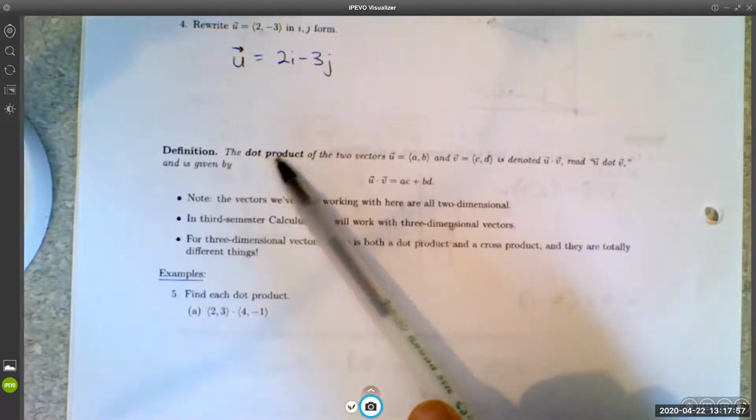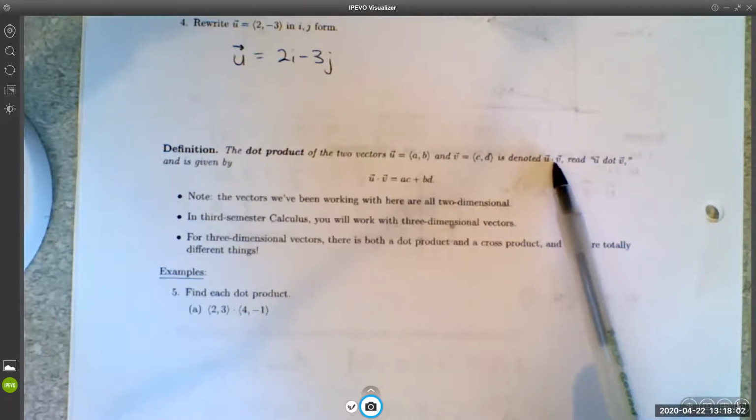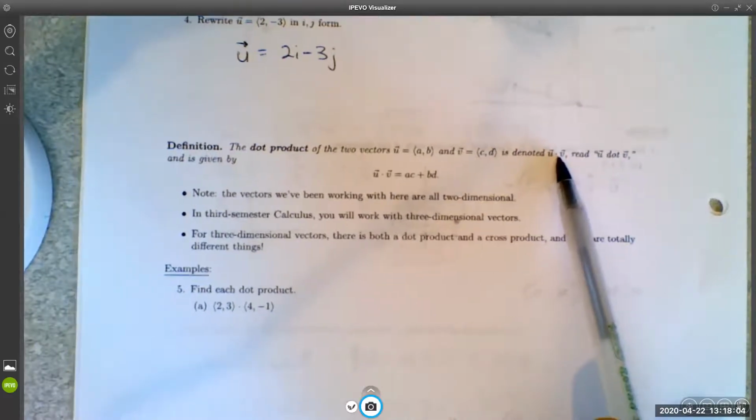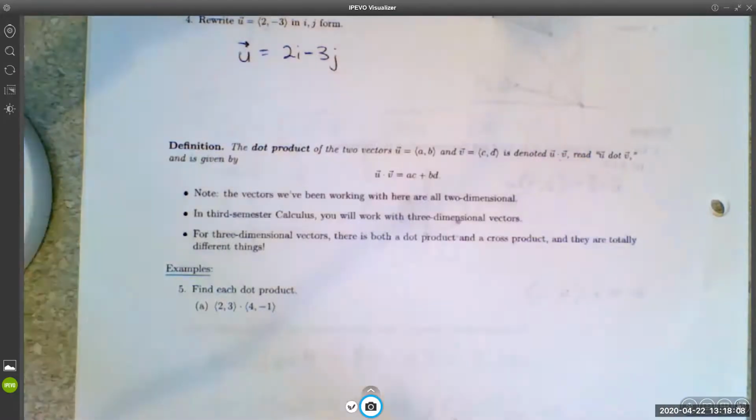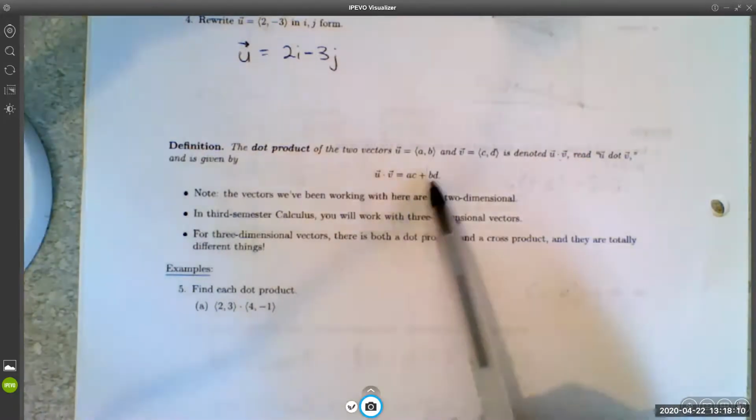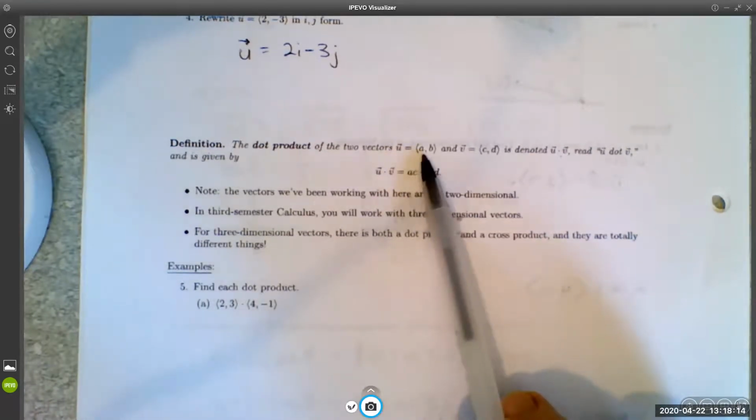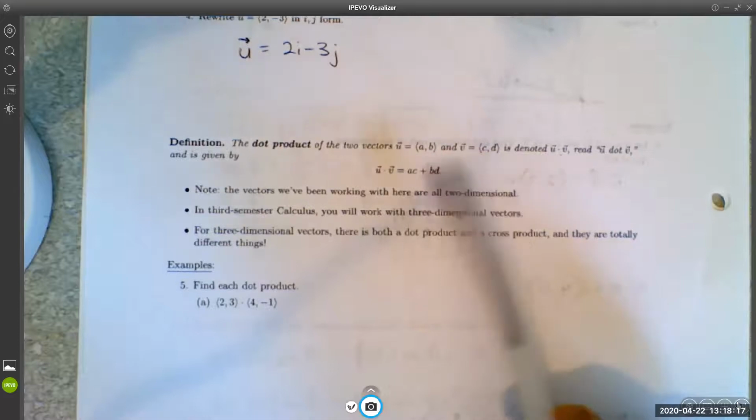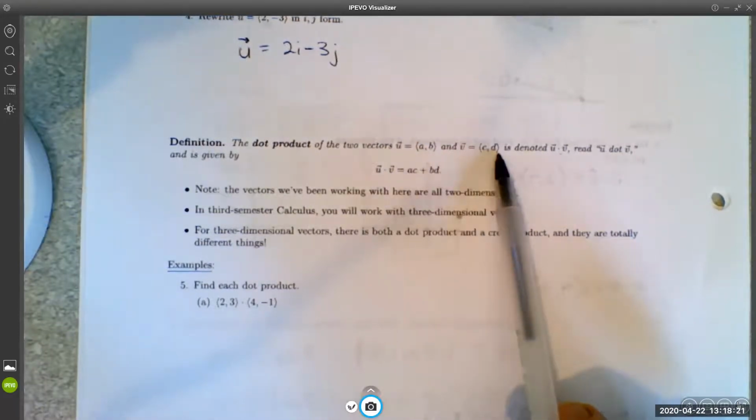And here's the definition. We call this thing the dot product. The dot product of 2 vectors, u and v, is denoted with a dot, u dot v. We read this vector u dot vector v, or just u dot v. It's given by multiplying like components and then adding the results. So if u is ⟨a, b⟩ and v is ⟨c, d⟩, then u dot v is ac plus bd.